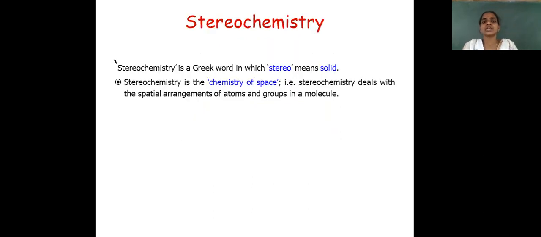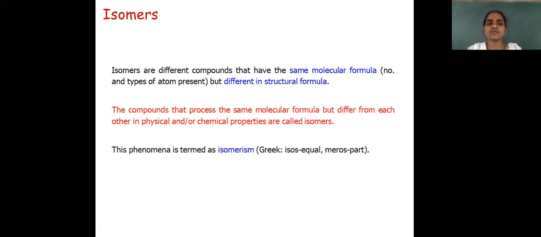Now we will deal with stereochemistry. What is stereochemistry? Stereochemistry is a Greek word, where stereo is nothing but solid, and it is applicable to molecules. The actual definition of stereochemistry is that it deals with the spatial arrangement of atoms or groups in a molecule. As I said, if the carbon is attached to three different groups, how the atoms are spatially arranged within a molecule, that is the definition of stereochemistry.